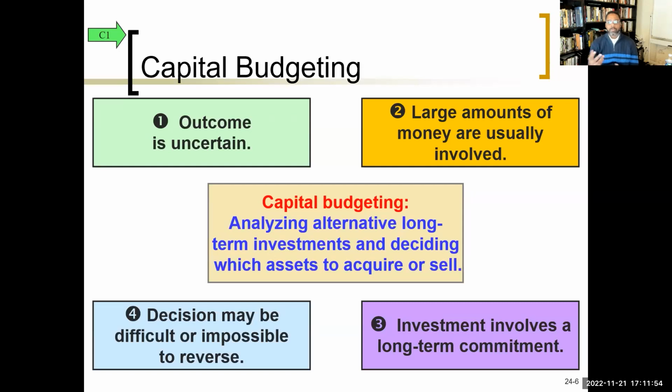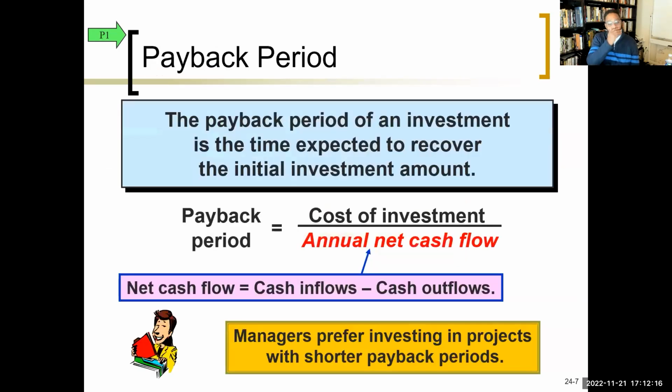So there's four things that we go through when we do capital budgeting. One, the outcome is uncertain. Two, there are large outlays of money that we're trying to invest. Three, our investment involves a long-term commitment. And four, the decision may be difficult or impossible to reverse, right?